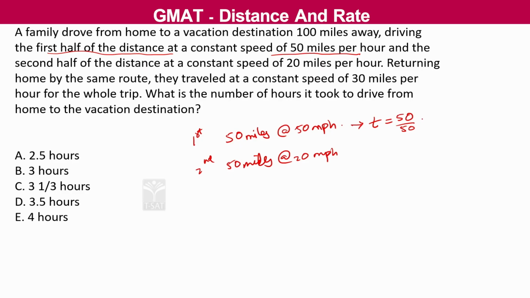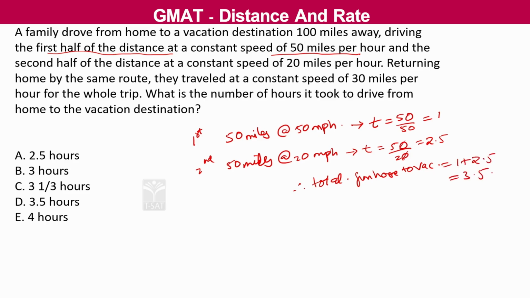So, 50 divided by 50 miles per hour, we get the time as 1 hour, and the second part of the trip covers 50 miles at 20 miles per hour, so it comes out to be 2.5. So, the total time that it took to drive from home to the vacation destination will be 1 plus 2.5, which equals 3.5. So, the answer comes out to be option D. It took 3.5 hours to reach the destination from home. Let's look at the next question now.